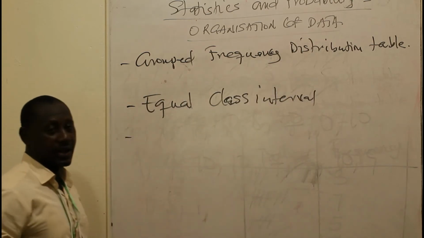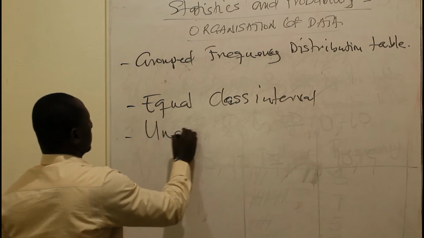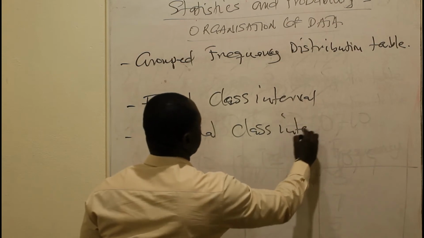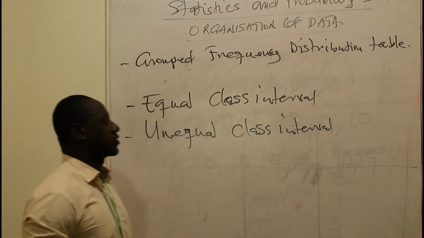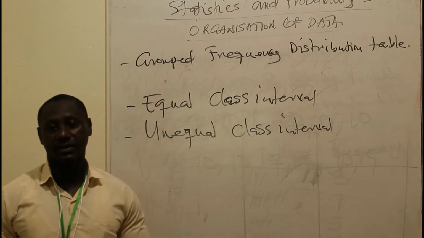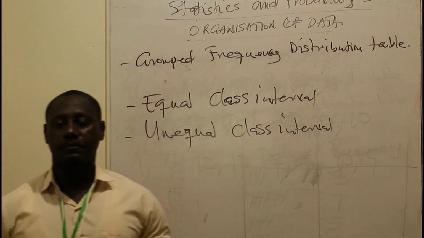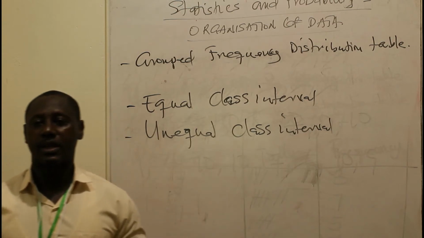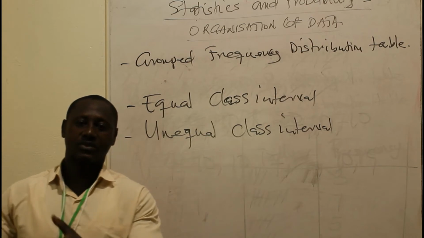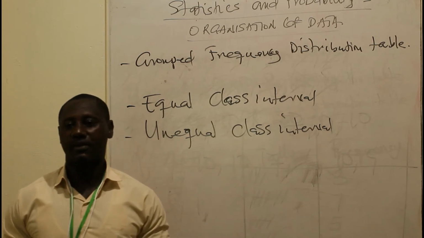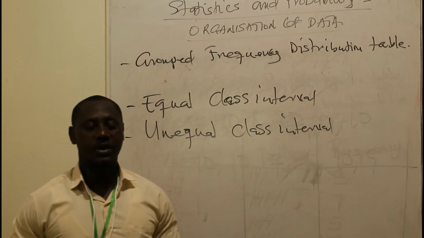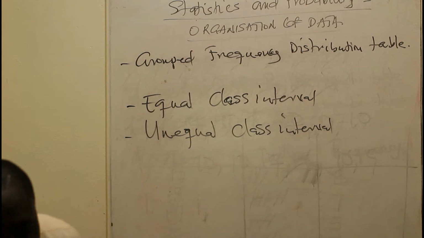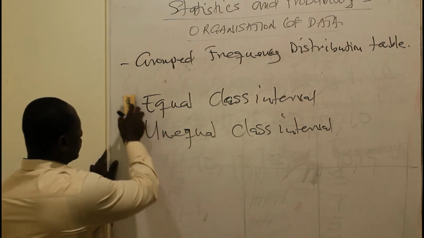And then the next one, we can also have the unequal class intervals. Okay. Now, for the sake of examination, normally when they give you the question, they will give you a particular set of intervals, and depending on the interval, we can also get the group frequency distributions. But here, if you want to get the class intervals, there are some things we have to take note of.